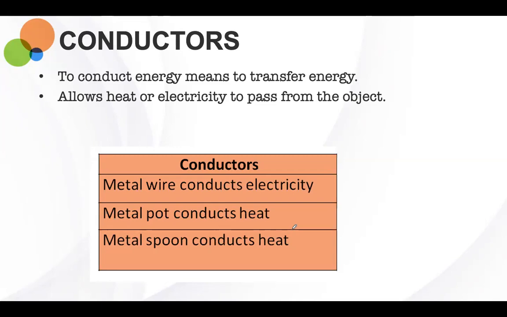It would not be smart if you used an insulator as a pot, because you wouldn't be able to transfer heat, right? So we use metals to conduct heat. So are insulators and conductors clear so far? Yes, sir. All right, good.